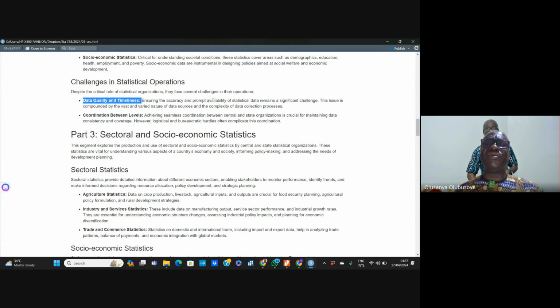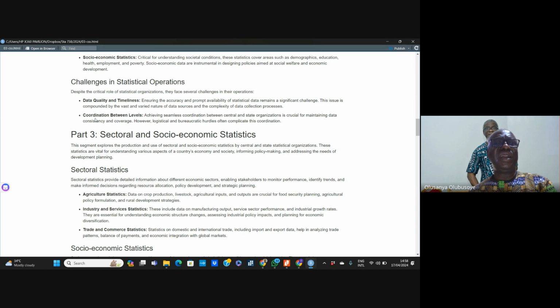Timeliness refers to getting the data in real time, producing the data when needed. There are so many of our data that come late.